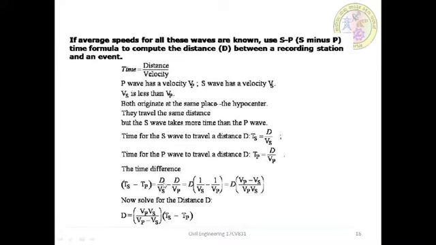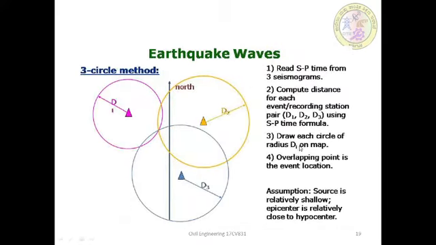Now we can put it in these equations. Ts minus Tp is equal to d by Vs minus d by Vp. Simplify it, take d out, and we have d into (Vp minus Vs) divided by (Vp into Vs). Now solve for the distance d: d equals Vp into Vs divided by (Vp minus Vs), into (Ts minus Tp). Now you can see how the three distances are calculated for the seismographs, D1, D2 and D3, that is, the three circles for the three stations.